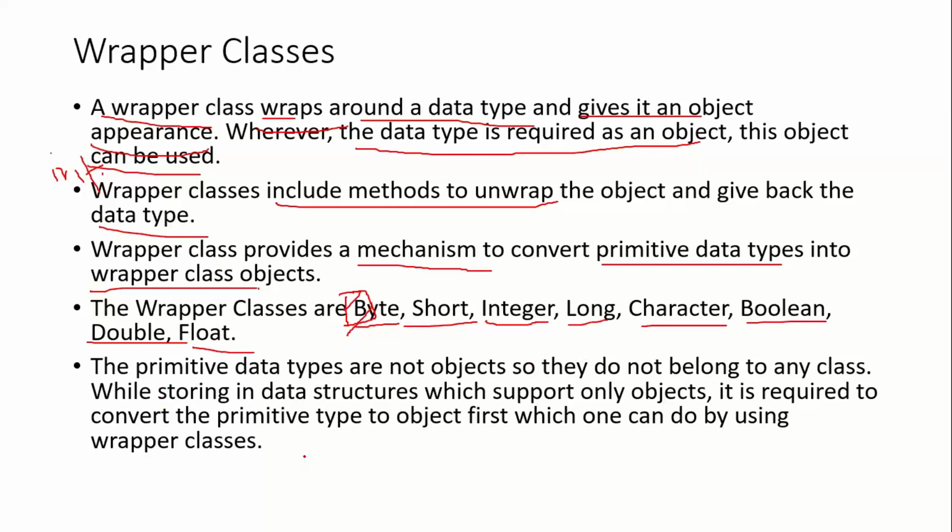When storing data in data structures which support only objects, it is required to convert the primitive type to an object first, which can be done by using these wrapper classes. Data structures store the data only in the form of objects, so it is required to convert these primitive types of data into objects. That can be done only through these wrapper classes.